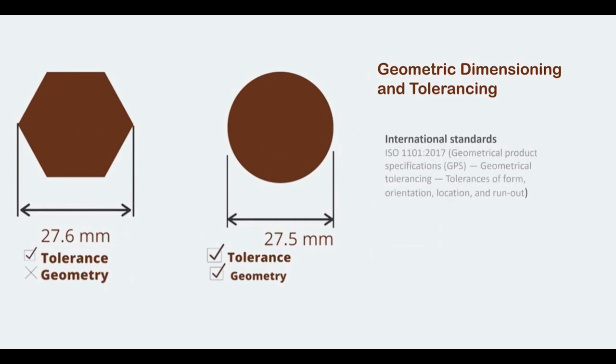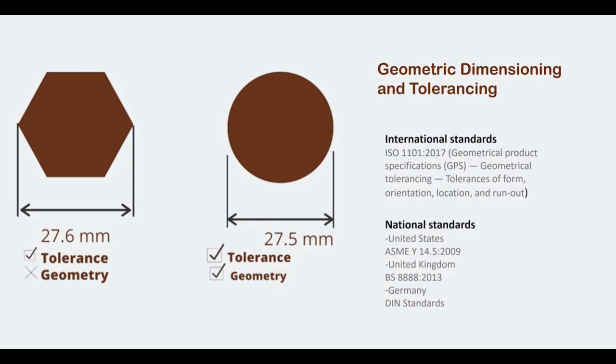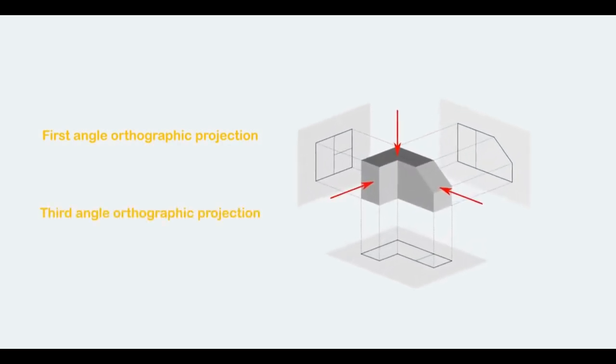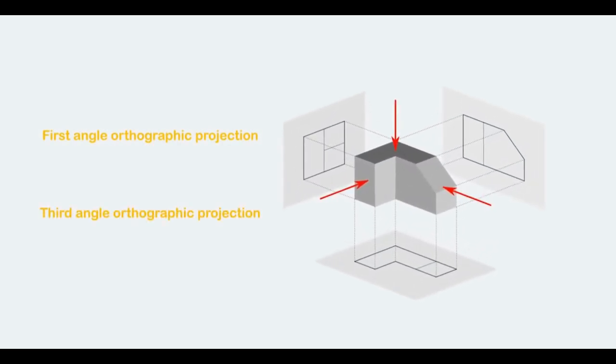There are many standards of geometric dimensioning and tolerancing, like international and national. However, the most common is ISO, or International Organization for Standardization. Engineering drawing is usually presented in first angle orthographic projection or third angle orthographic projection. These orthographic projections can be further explained as follows.